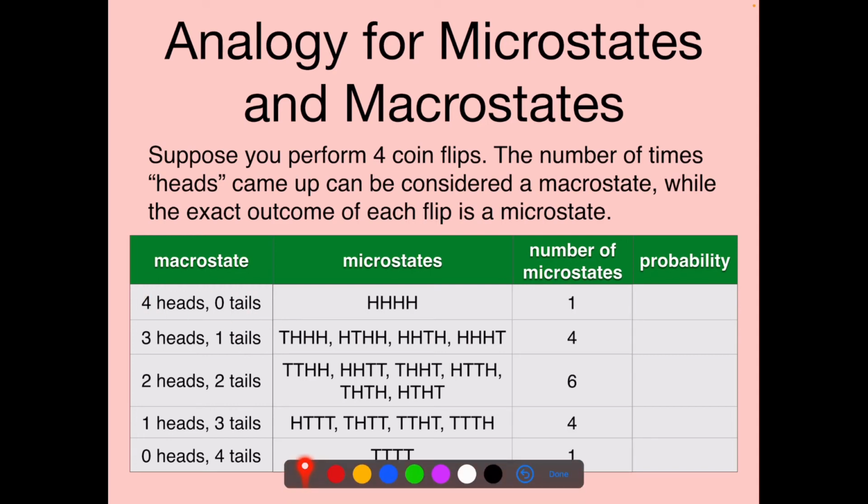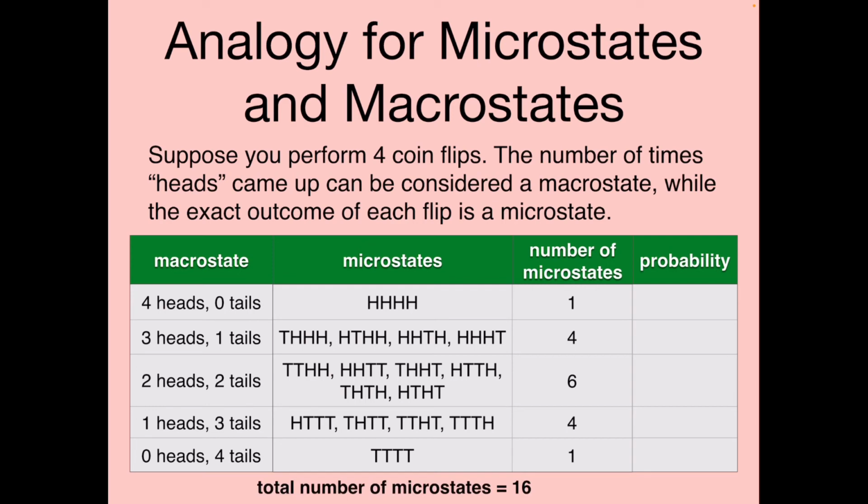So let's actually count up these microstates. For 4 heads, 0 tails, there's only 1 microstate that corresponds to that. For 3 heads, 1 tails, there's 4 that correspond to that. For the even split of 2 heads, 2 tails, there are 6 microstates that correspond to that. And for 1 heads, 3 tails, there are 4 microstates that correspond to that. And then finally, 0 heads, 4 tails, there's only 1 microstate that corresponds to that. So the total number of microstates is 1 plus 4, that's 5, plus 6, that's 11, plus 4, that's 15, plus 1, that's 16. So there are 16 total microstates here.